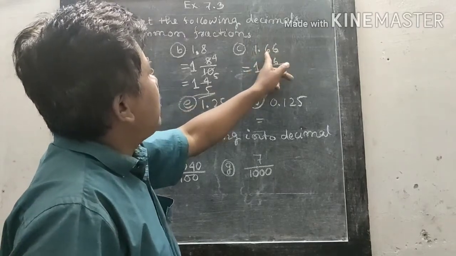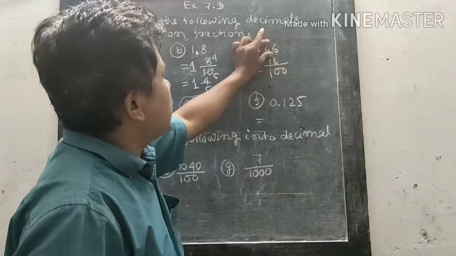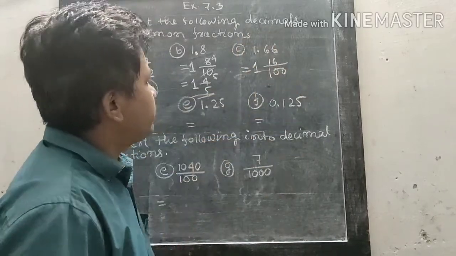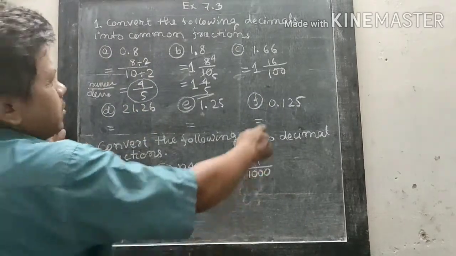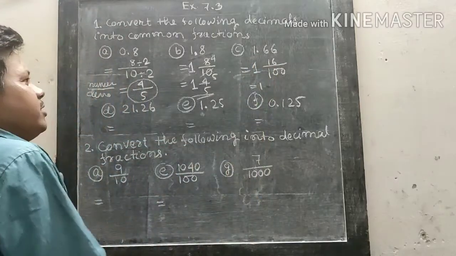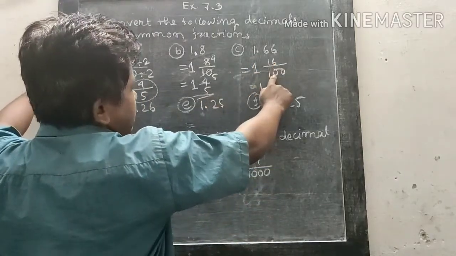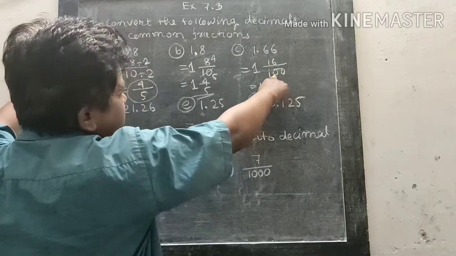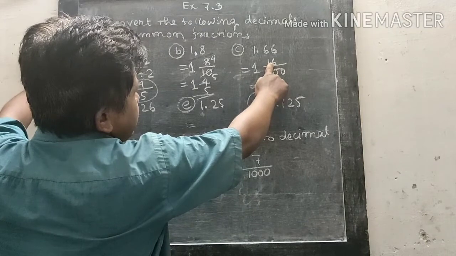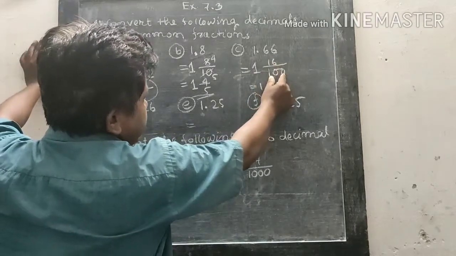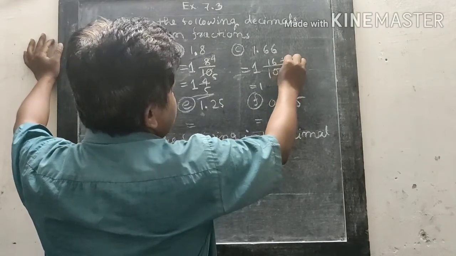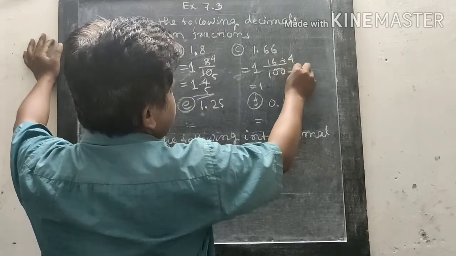Then on the right side, how many digits do we have? 2 digits. So we shall put 2 zeros. Now the 1 will come as it was. Then we divide by the common factor. What is the common factor here? 4. 16 is divisible by 4, and 100 is also divisible by 4. So divide 16 by 4 and 100 by 4.